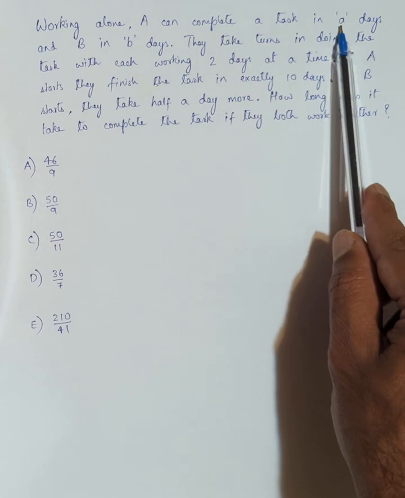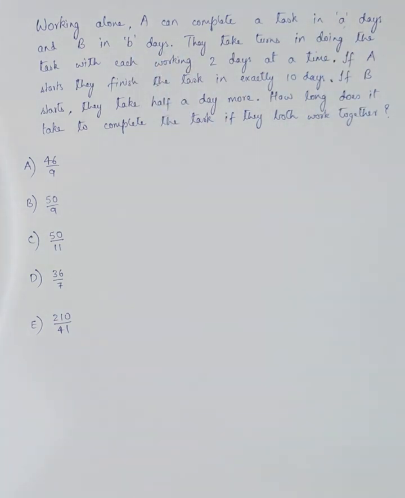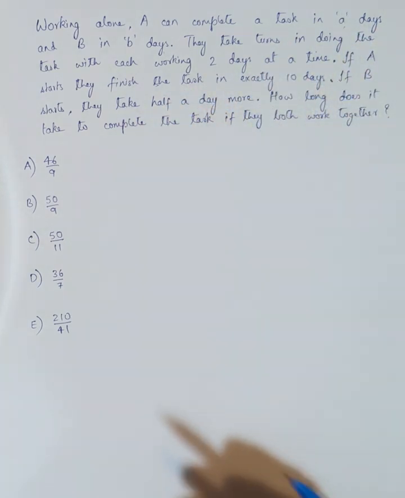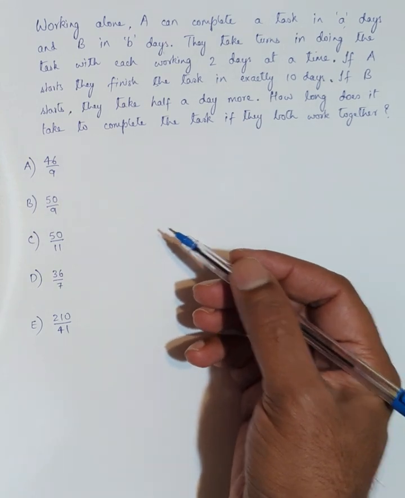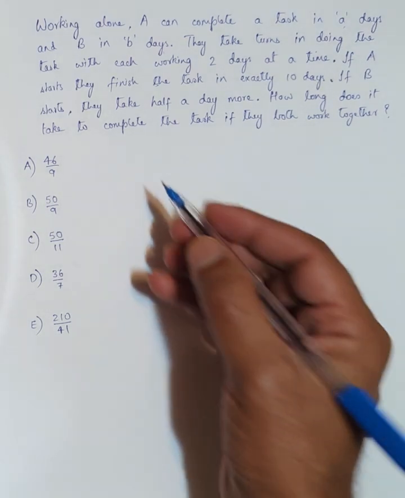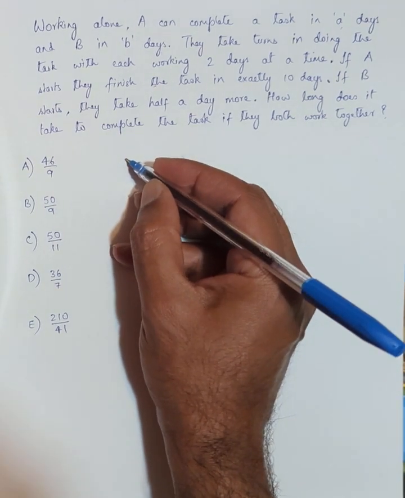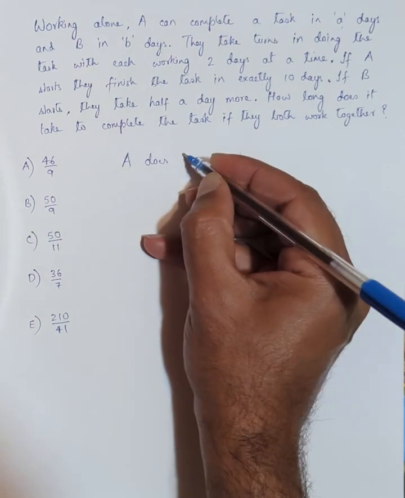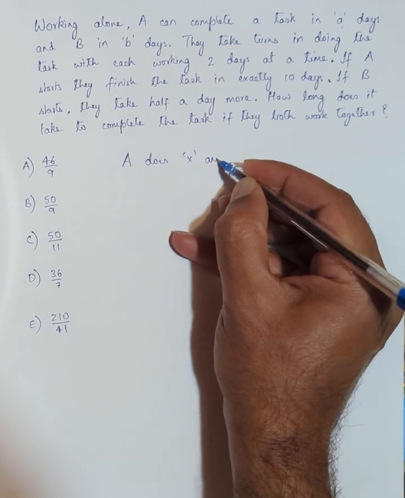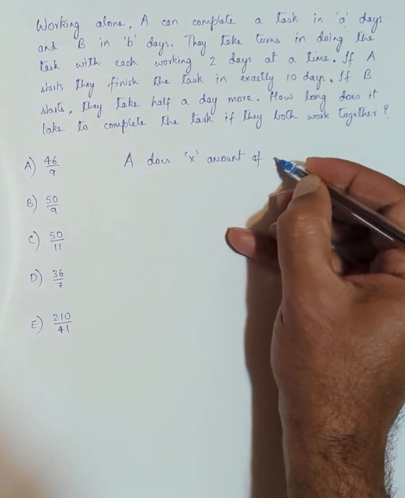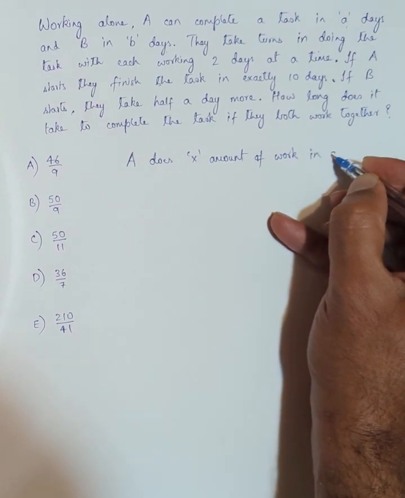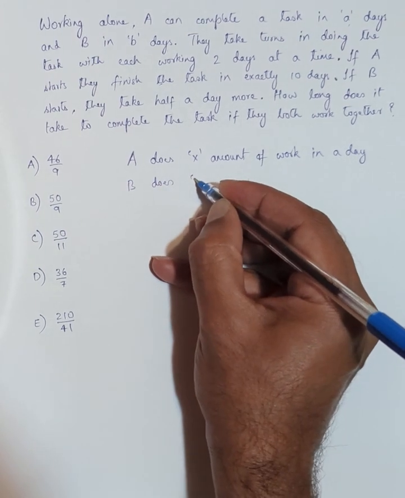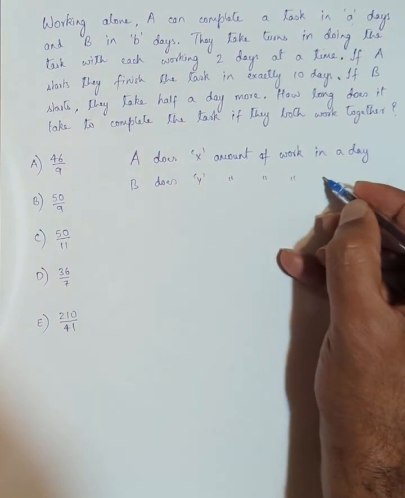Now let's avoid using their A and B days, because that will introduce a lot of fractions into the problem. Instead, I'm going to assume that A does X amount of work in a day. So let's write that down. Let's say A does X amount of work in a day, and B does Y amount of work in one day.